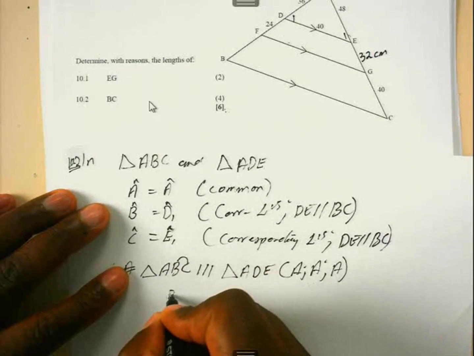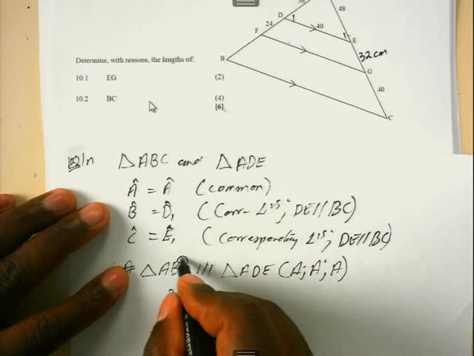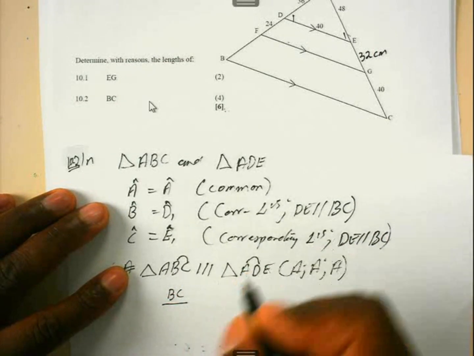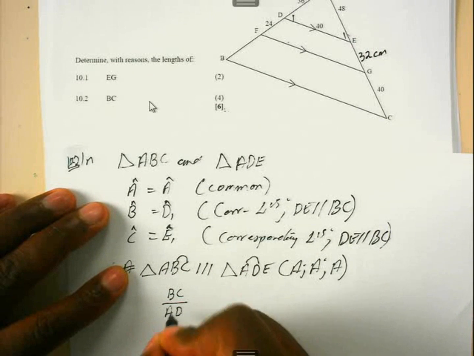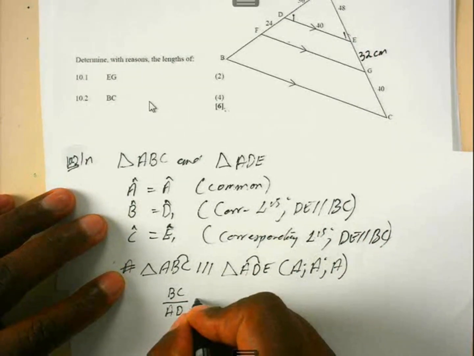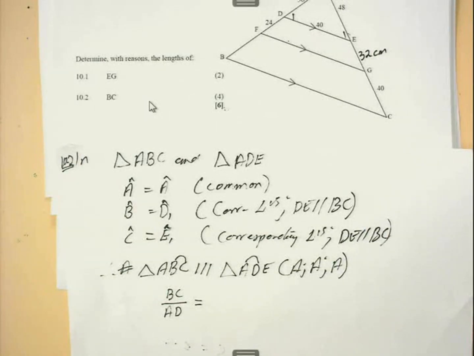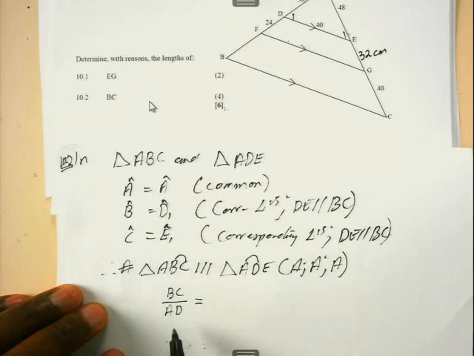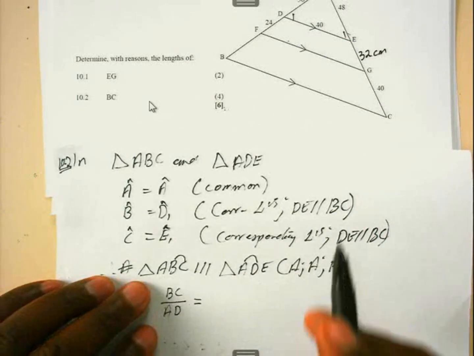Then you say BC over, if you take BC here you'll have to take AD. BC over AD will then be equal to, remember, if two triangles are similar, then their corresponding sides are proportional. Now we have proven that the two triangles are similar. Now I'm taking their sides proportionally, meaning that BC over AD will then be equal to, let's check what we have.